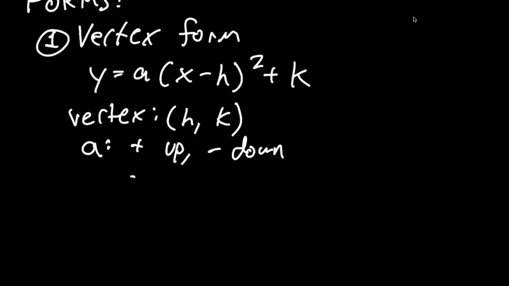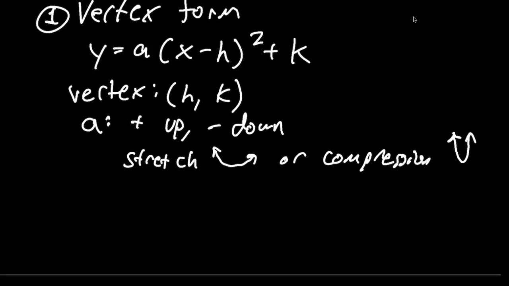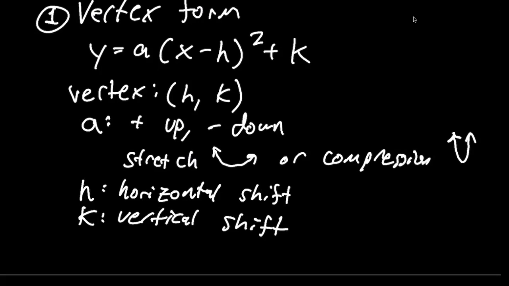A also tells us the stretch or compression. So is our graph going to look wider or like a skinnier graph? h and k are the values of the vertex. They also tell us the horizontal and vertical shifts. So h is going to be the horizontal shift, keeping in mind that we have a minus h here. So if we had x minus 3, h would be a positive 3 shift. k is our vertical shift, up or down. So here are some key pieces of information that we can find from vertex form, our first form of quadratic equations.